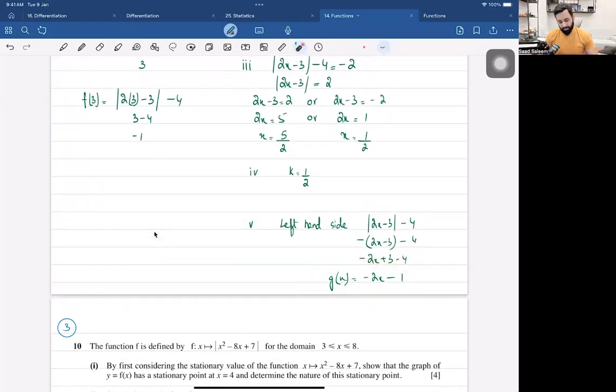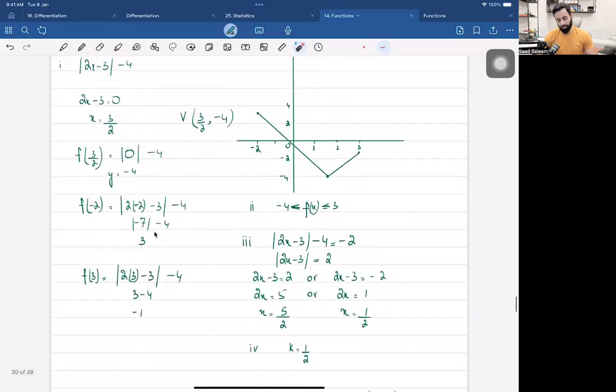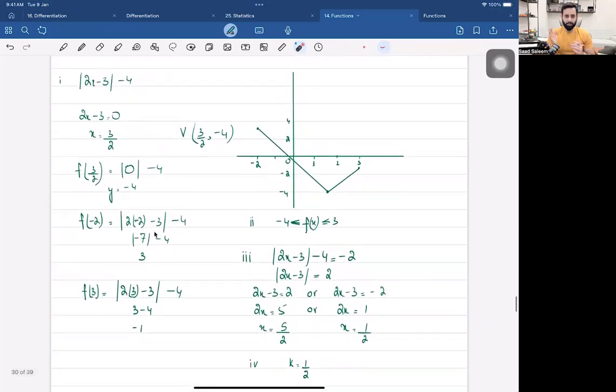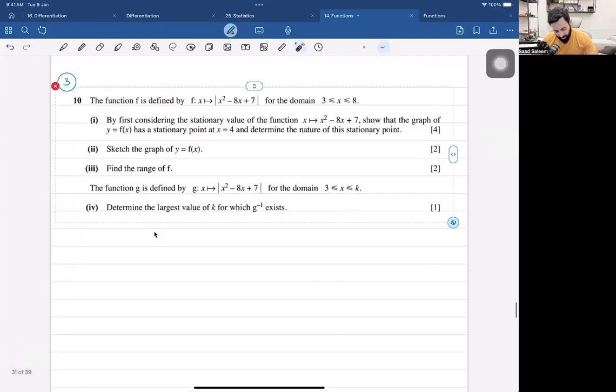Okay, but if you want to save some time, then you can use this trick: in modulus, we always have 2 straight lines. One is with the positive sign, one is with the negative sign. This is the one that comes with the negative sign. Okay, so I hope that's clear. Now let's move to another question.